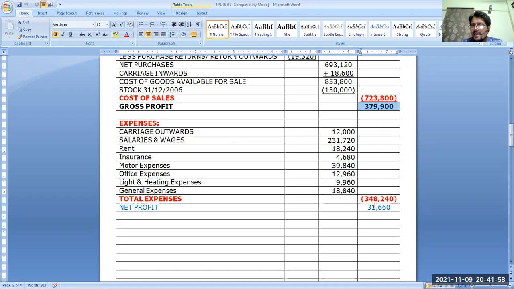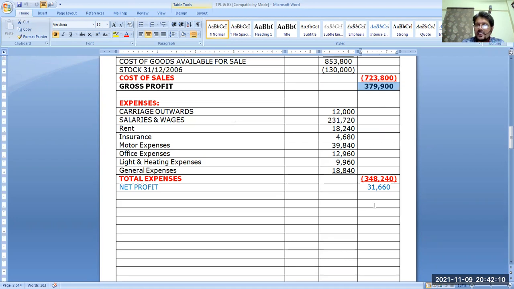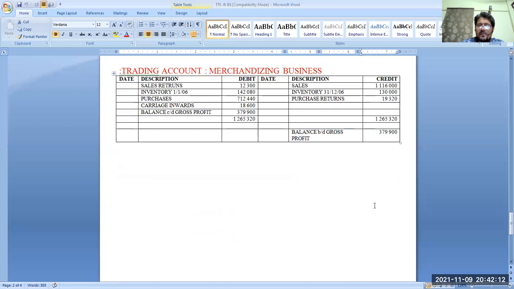Are you getting my point clear? This is simply the profit and loss section of the income statement in statement form. Suppose we make a T account of that. So how would we make the T account?